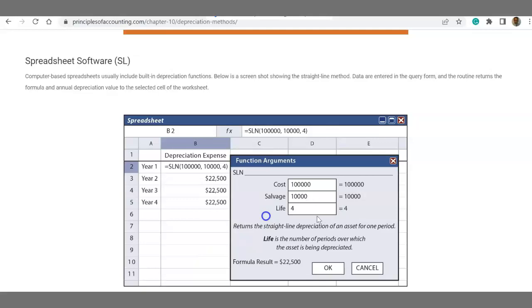And then those 3 numbers will pop up. Or you can just type it in if you like to type. But I like to have it in here so I can visually see it all the time, what was used in order to get this calculation done. So as soon as you put this and you click OK, you see the formula result is 22,500. It will pop up in every single cell.